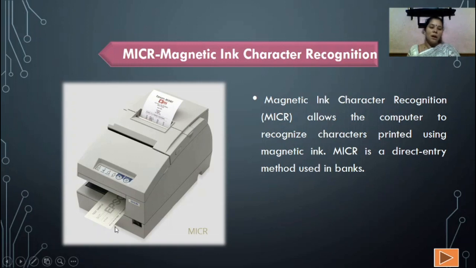You can see here they have passed a check through it. On the left corner of the check they would have written, with black ink, the account number and the check number. The check number is made with a magnetic ink that is recognized through this device to see whether the check is fake or not. That is why we use the MICR device as an input device in banks.